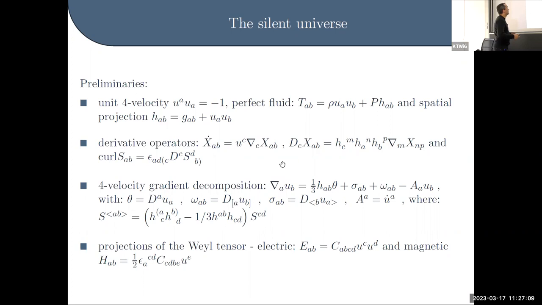So as I said, we will be using the four-velocity. We have a spatial metric, which will serve as a projection. Here's the important bit. We have three types of derivatives, basically. One is just the directional derivative along the velocity. There is a spatial projection of the covariant derivative on the surface orthogonal to the velocity. And there is something which is called a spatial rotation or a spatial curl. So we will use this decomposition I mentioned before.